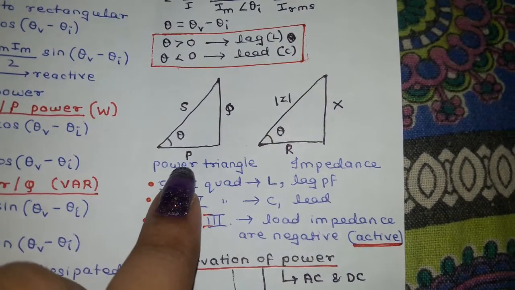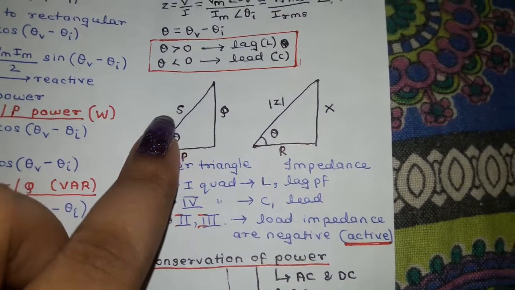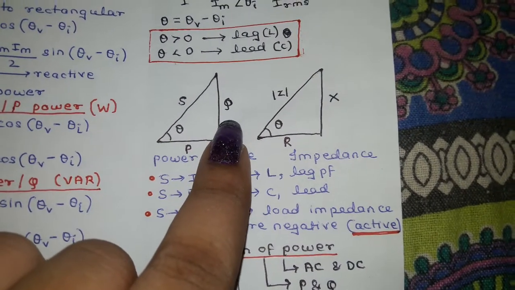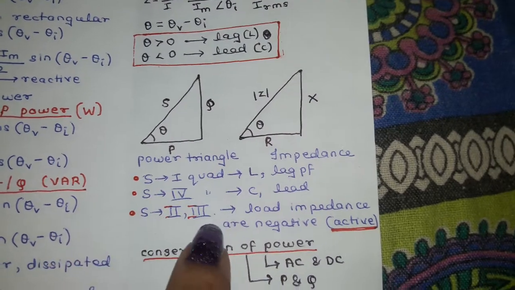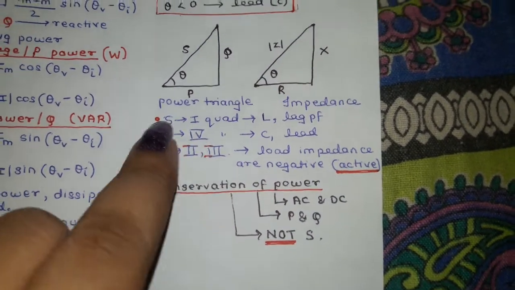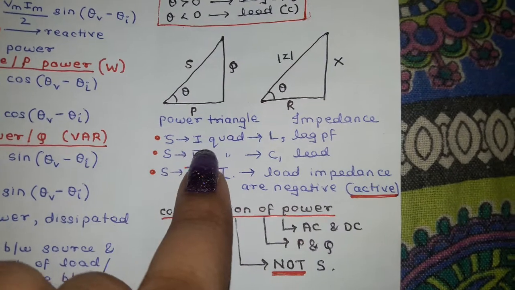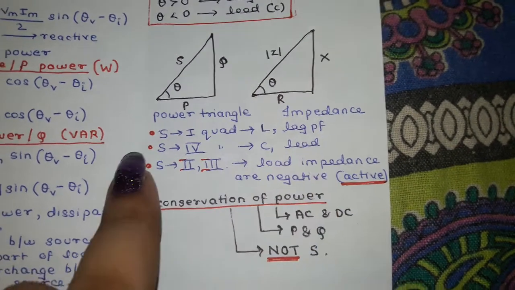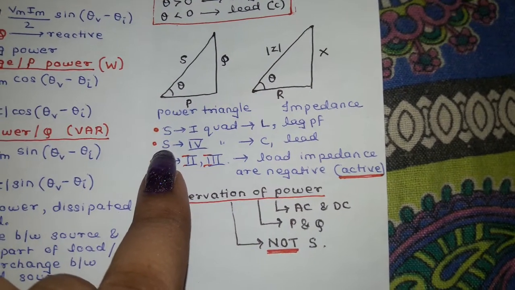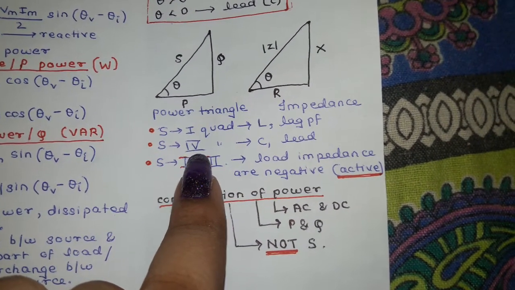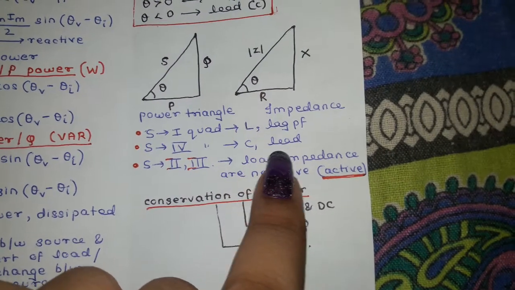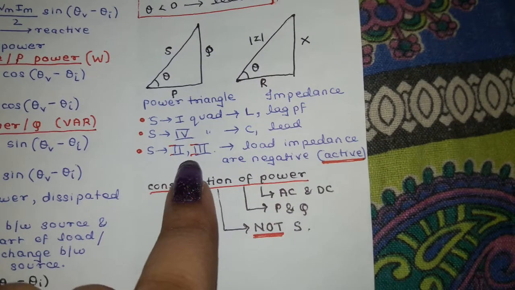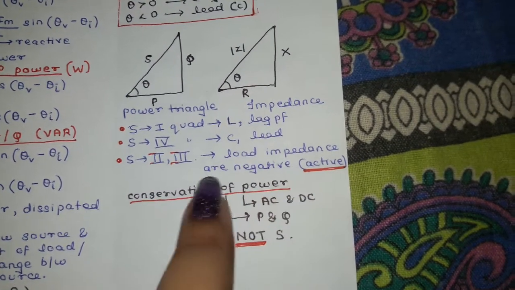Let's talk about the power triangle. Here we have apparent power, real power, and reactive power. If the complex power is in the first quadrant, then it is an inductive circuit with lagging PF. If S lies in the fourth quadrant, then it is a capacitive circuit with leading PF. If S lies in the second or third quadrant, then the load impedances are negative.